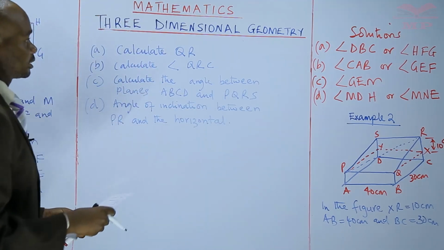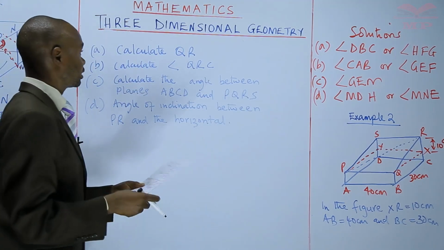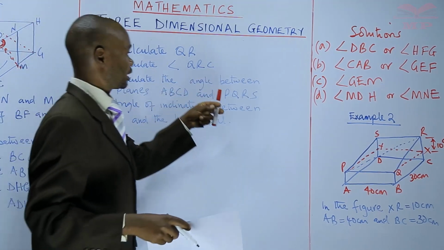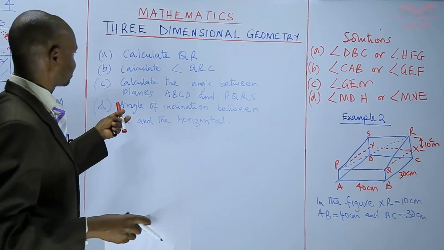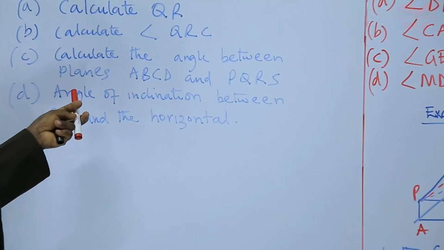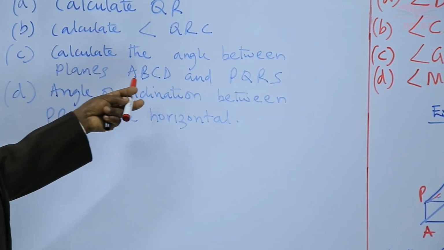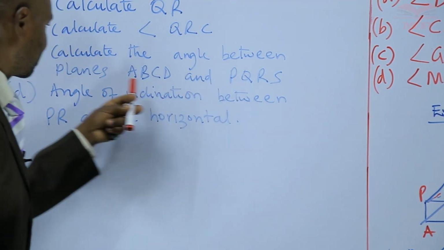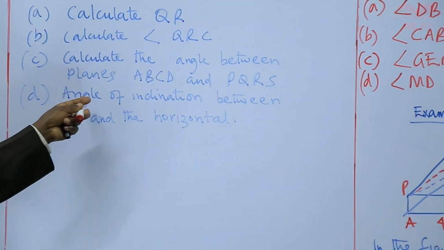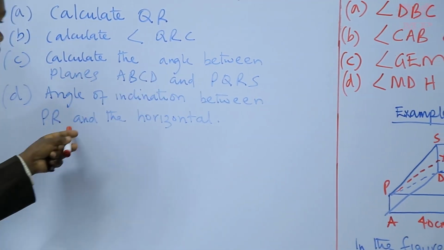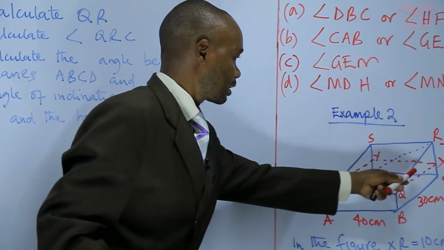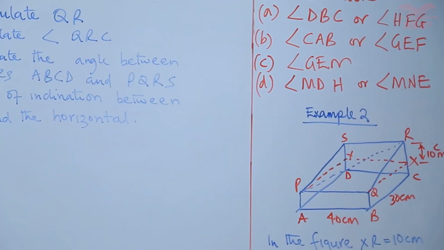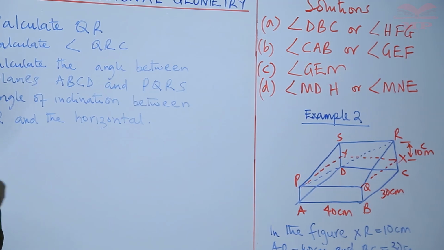So those are the questions. Calculate QR, calculate angle QRC, calculate the angle between planes ABCD and PQRS, and D, the angle of inclination between PR and the horizontal. So we go straight to the solutions.